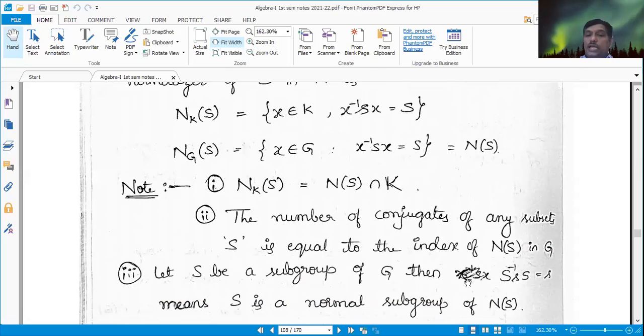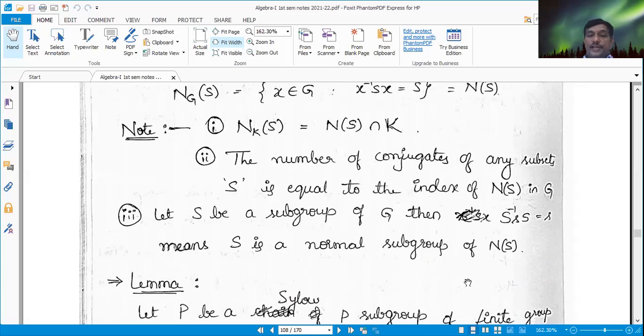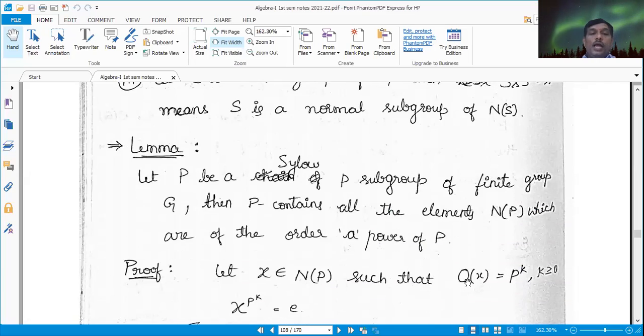And also we discussed some notes related to this. After that, we discussed one of the lemmas: let P be a Sylow p-subgroup of a finite group G. Then P contains all the elements of N(P) which are of order a power of p.